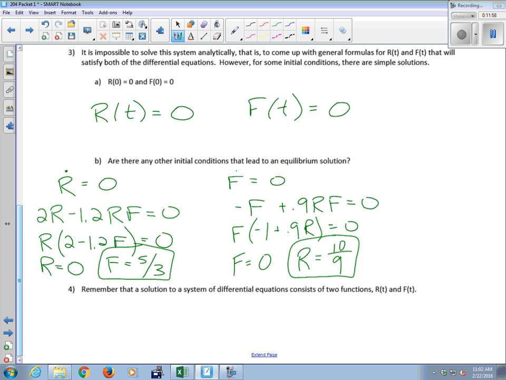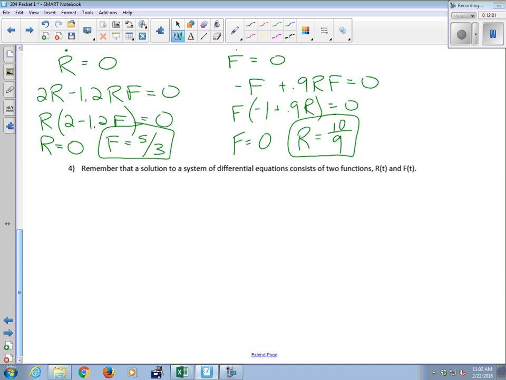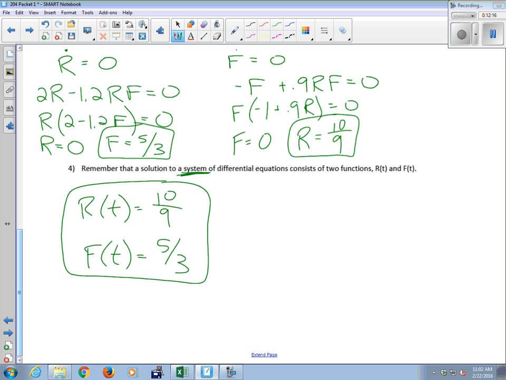So remember, a solution to a system of differential equations is two functions, r of t and f of t. So my solution here would be r of t is 10/9, f of t is 5/3. That's my other equilibrium solution. Oh, I wrote them wrong there. Okay.